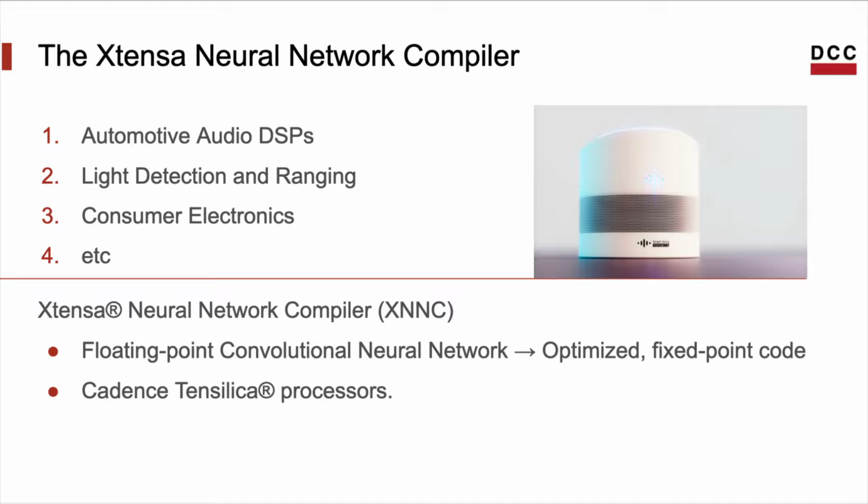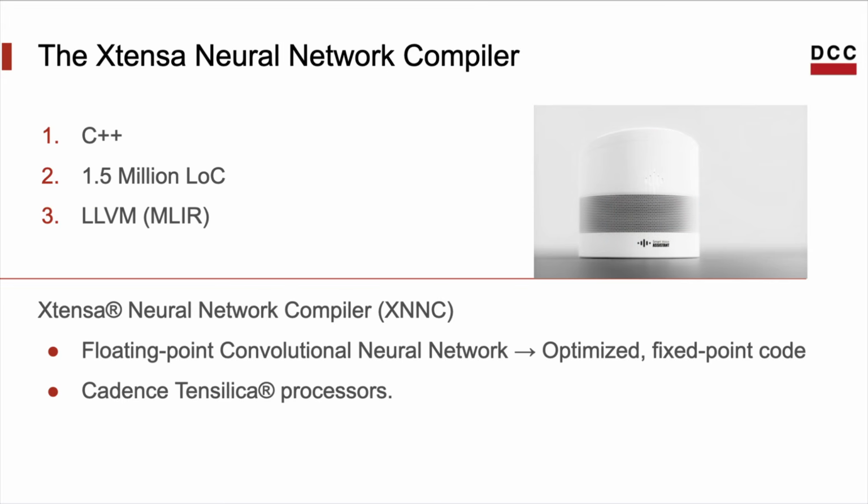These processors exist mostly within digital signal processors, like those that are used in automotive systems, in light detection applications, in consumer electronics, and such. XNNC is implemented in C++. It's a relatively big project. Today it has about 1.5 million lines of C++ code. It's implemented on top of LLVM.